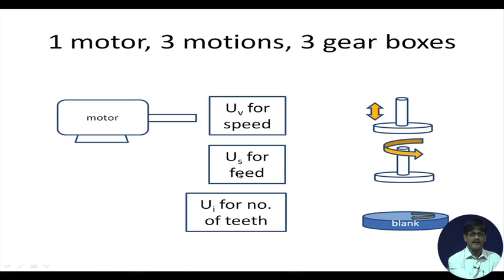US for feed value, which will basically control the circumferential movement per stroke, the amount of circumferential movement per stroke. And we will also have UI or index gearbox. This is speed gearbox, this is feed gearbox, this is index gearbox. If you have the requirement of cutting different numbers of teeth, you will be having a different setting of the index gearbox. Now, how do we connect these?